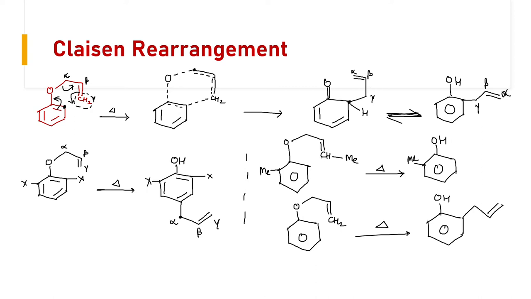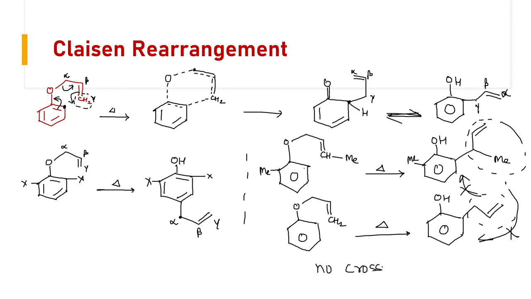So this one will be attached over here. But this group will not come in this ring, or this group will not go in this ring. Ye nahi observe karte. That means no crossover products are obtained. Please practice this, because this is slightly advanced. You have to know the mechanism how it is operating so as to write the product.